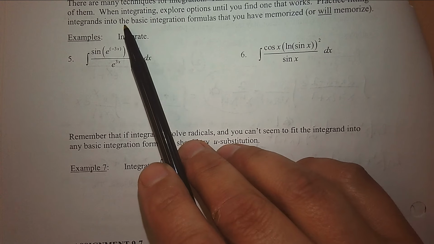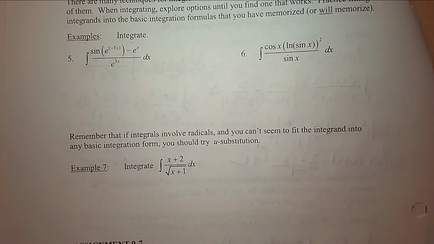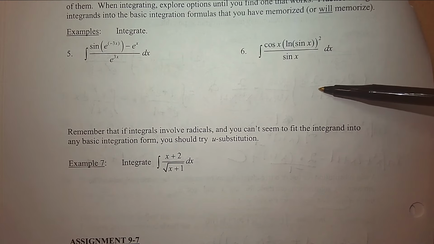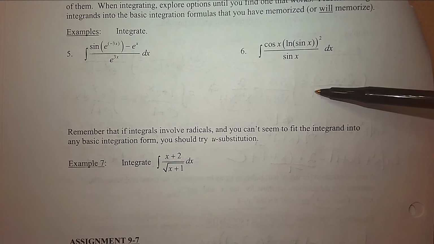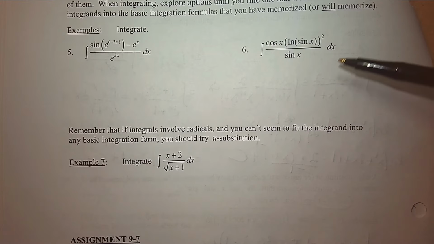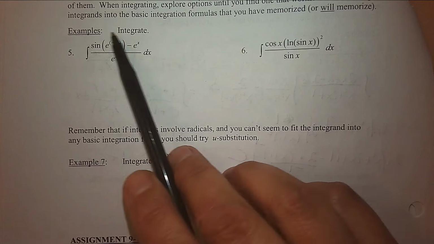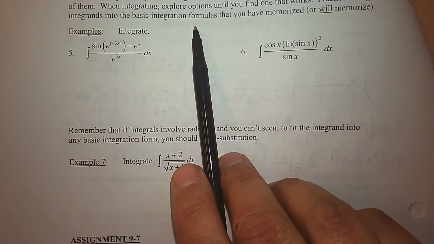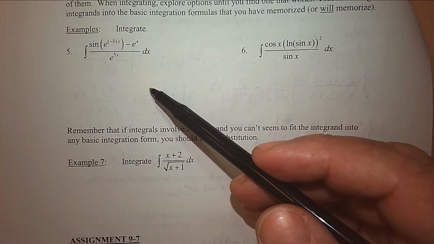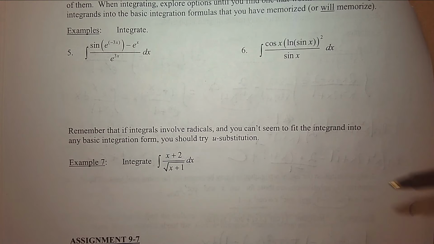When integrating, explore options until you find the one that works. I often think that. Take a path, and when the path fails, you go back to the beginning and try another. It's okay, right? That's often a way to cancel out bad methods and find the one that would actually work. So practice fitting integrands into basic integration formulas that you've already memorized or will memorize. All right, look at this one.